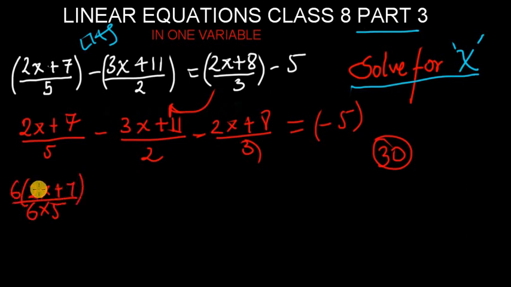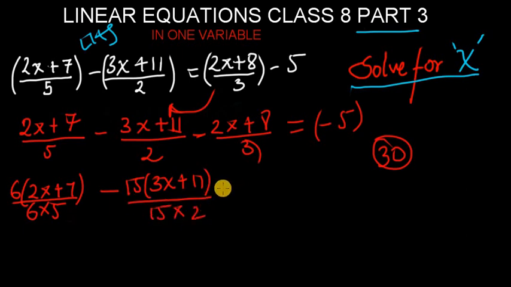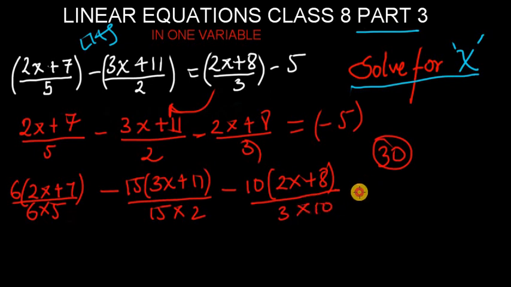So this becomes 6 into (2x plus 7) divided by 6 into 5, minus, what we have to multiply with 2 to get 30, that is 15. So 15 into (3x plus 11) divided by 15 into 2, minus, now what we have to multiply with 3 in order to get 30, that is 10. So 10 into (2x plus 8) divided by 3 into 10 equals minus 5. So this is how we should do it.